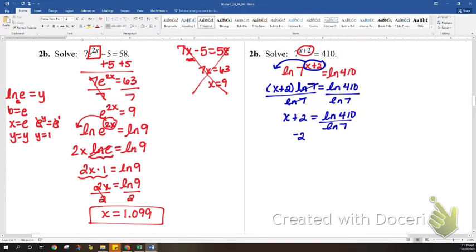Still solve for x, so we're going to subtract 2. So we get x equals that natural log of 410 divided by the natural log of 7 minus 2. That would be my exact answer. And so to get our rounded answer, let's type that in our calculator. So the natural log of 410, close your parenthesis, divided by the natural log of 7, close the parenthesis, and then minus 2. And I got 1.092.